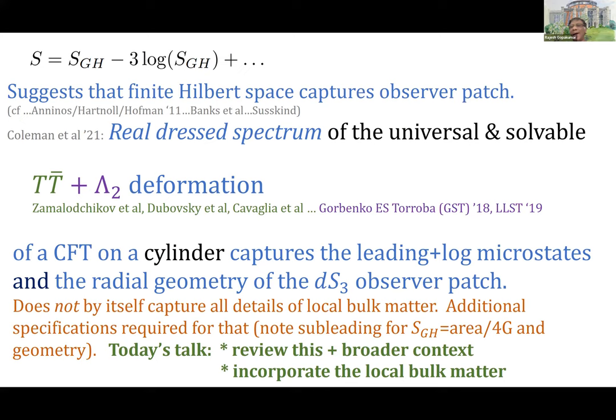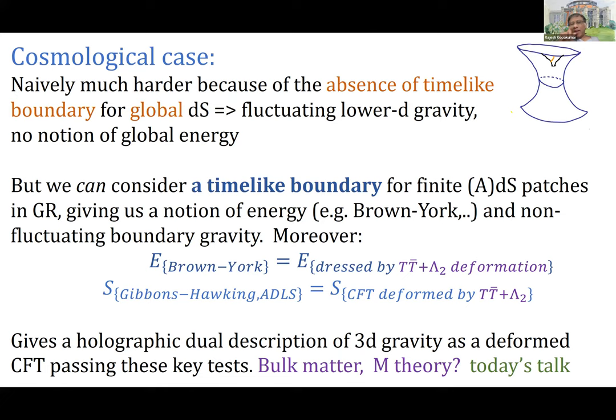Hi, Eva. I've just had a quick question. Is there a way to refine this further with angular momentum or something? I was just wondering whether, just as for the BTZ and so on, we have this additional way to put in a chemical potential. Is there some analog of that for de Sitter?